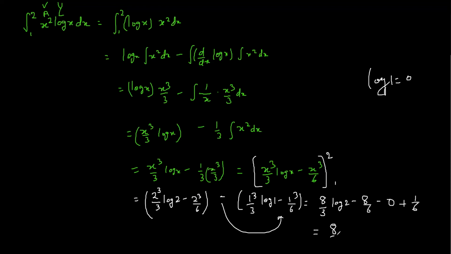8 by 3 log 2 minus 8 by 6 plus 1 by 6 is minus 7 by 6. This is your final answer.